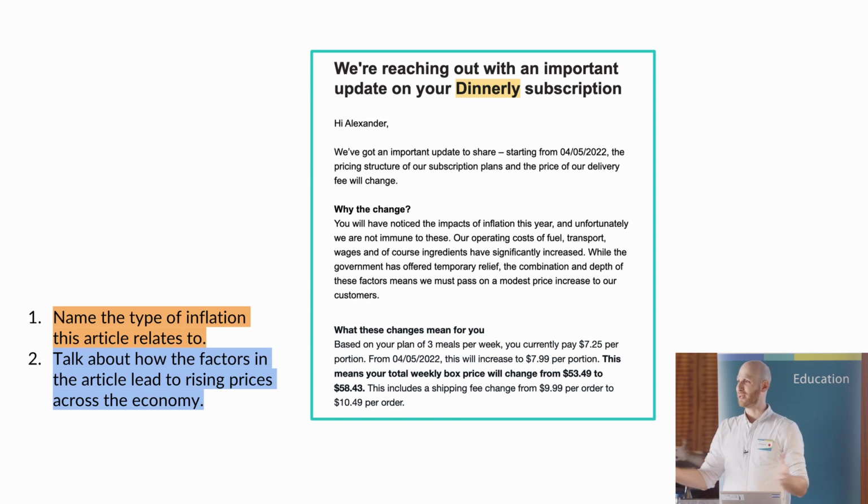And then I would expand it out, maybe pairs, or then we would open up as a group and talk about, okay, so this happens, then this happens, and this happens. That results in Mr. Symonds paying more for his Dinnerly box every week. It's a kind of practical example of that type of inflation.